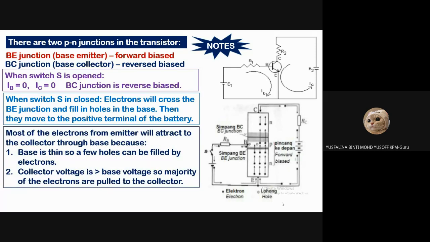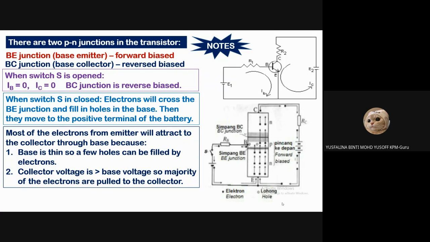Okay, notes. The BE junction, we already discussed, has to be forward biased. BC has to be reverse biased. So when switch S is open, open means the current is not flowing. Please don't be confused with the words open and close. When the question states the switch is open, it means the current is not flowing. If the switch is closed, then the current flows.